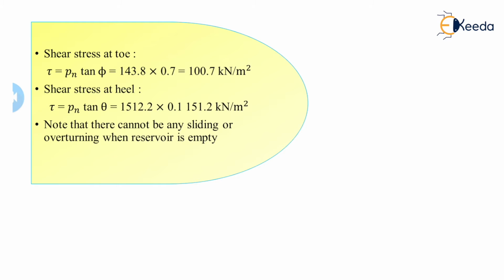Then at the hill, tau will be Pn tan theta. So tan theta is 0.1, so the value is 151.2 kilonewton per meter square. There cannot be any sliding or overturning because the reservoir is empty, and no other external forces are acting on the gravity dam. So for the reservoir empty condition, we get all the calculations.